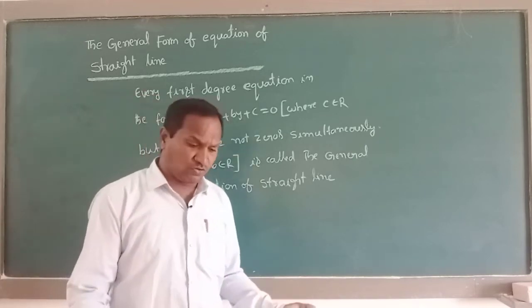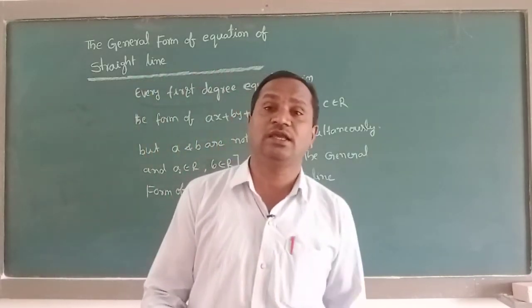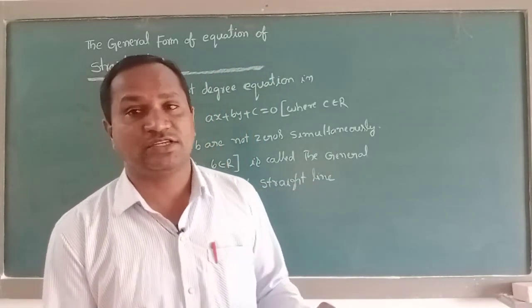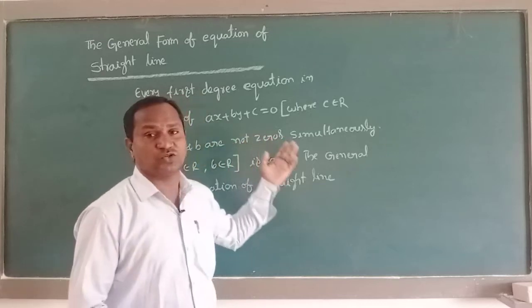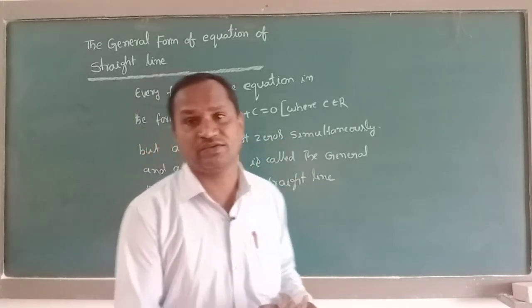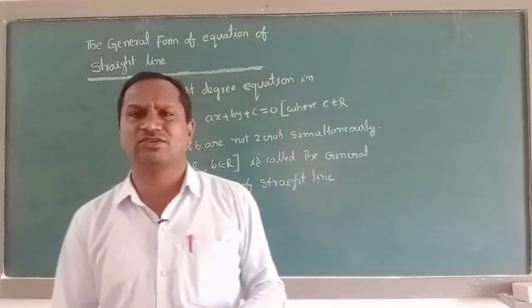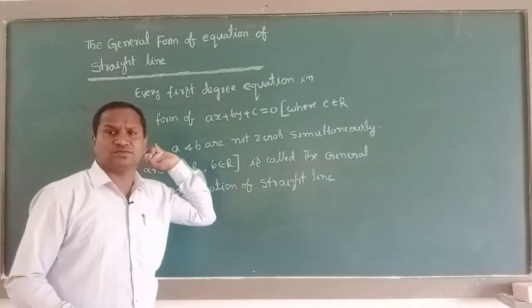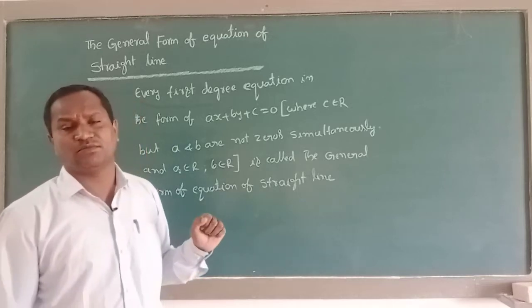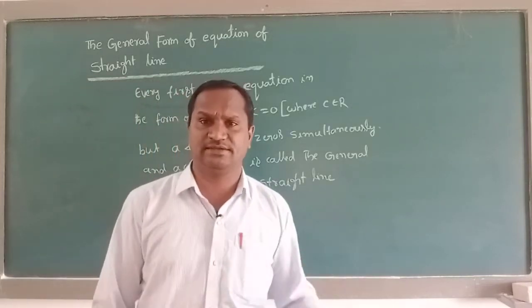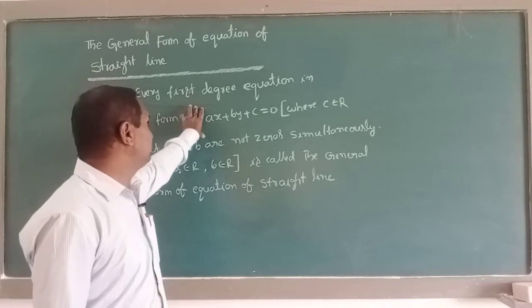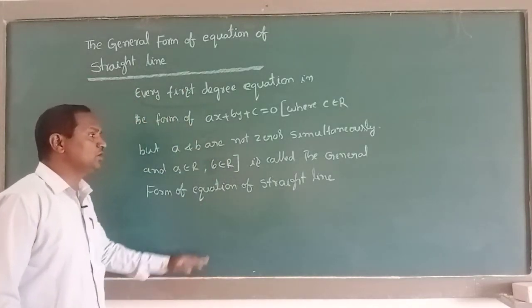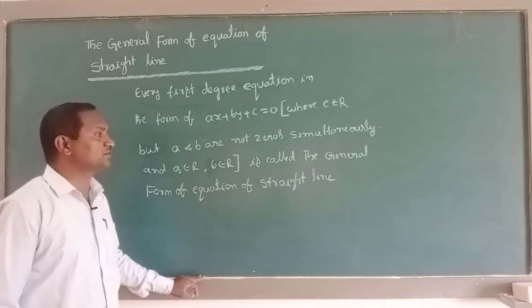Or you can give one more way also, a linear polynomial. A linear equation means ax plus by plus c is equal to 0. It is always a linear polynomial. In that way also, but it is not suitable. It is a very suitable definition, exact and suitable, for the standard form or general form of equation of straight line. Every first degree equation in the form of ax plus by plus c is equal to 0 is called the general form of equation of straight line.